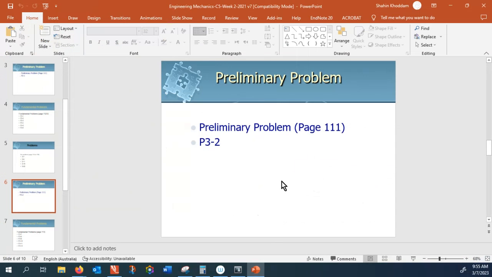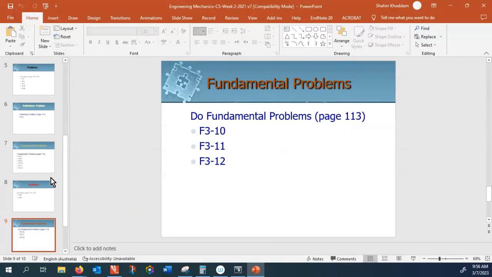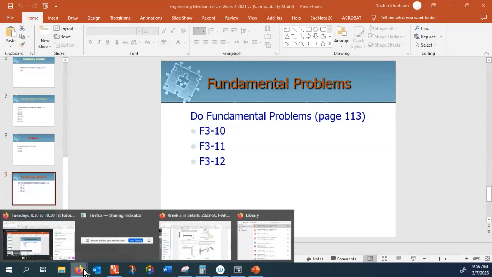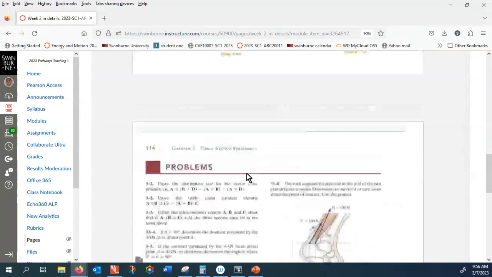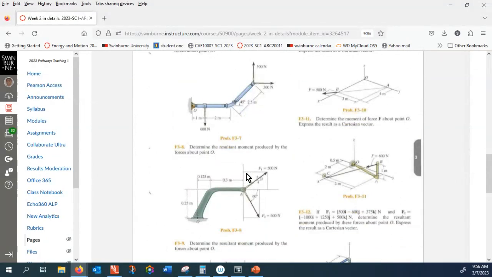Okay. So page 1, let's see, we have page 113, page 113. All right. Let's try 3-11.